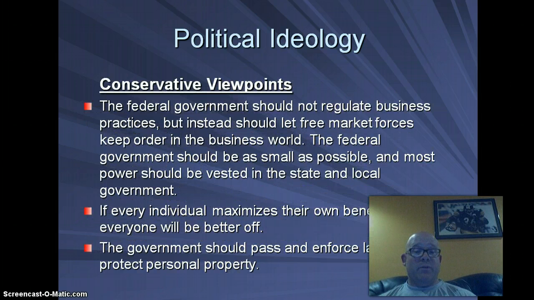All right, some more conservative viewpoints revolve around the federal government not being involved in regulating business. The conservative viewpoint is going to be much more focused on a laissez-faire attitude where free market forces are going to keep order and maintain that market. There's also a big belief on the conservative side of limited government and smaller government, and also, which we talked about in the last section, devolution, where the power of the federal government should actually be pushed down to the states and local government. That's where traditional conservatives are going to be much more comfortable.